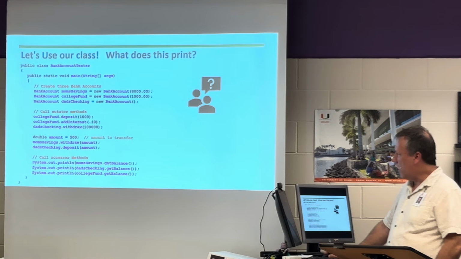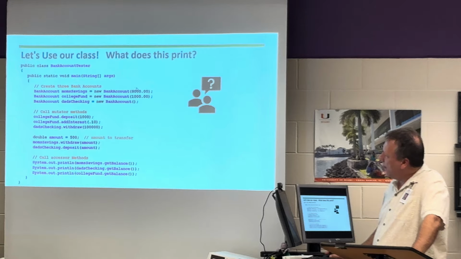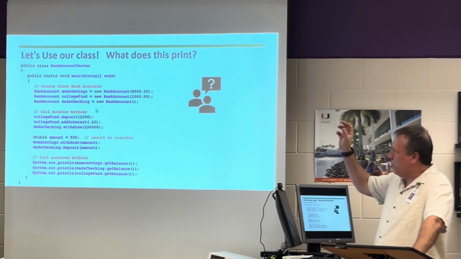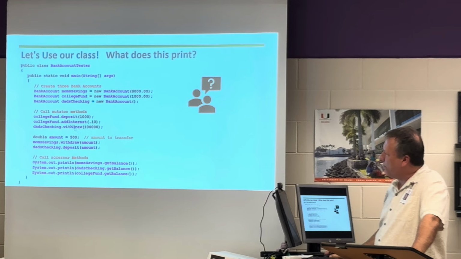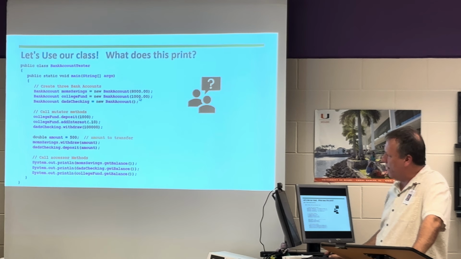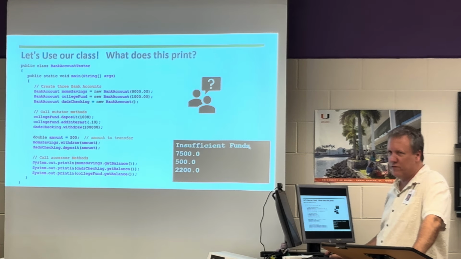Just in the interest of time, I'm going to go ahead and walk you through it here. Notice I've got my 3 accounts, and if you kind of drew, okay, mom's savings 8,000, college fund 1,000, dad's checking nothing. I deposited 1,000 into my college fund. Now my college fund is 2,000, right? Add interest 10%, 200, 2,200. Okay. Withdraw $100,000. What's that going to do? Oh, it's going to print insufficient funds. That's the first thing that gets printed.